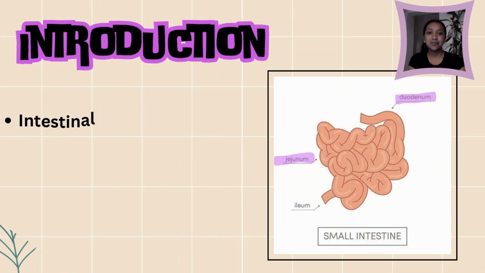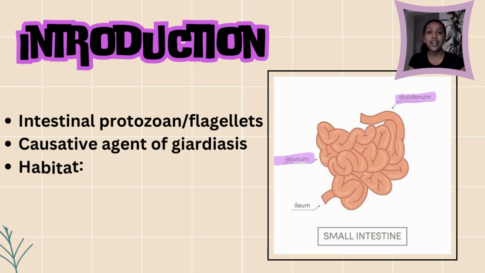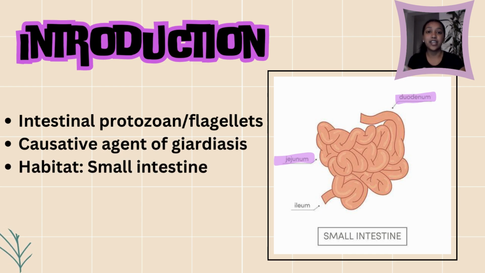So Giardia lamblia is an intestinal protozoan or flagellate, and when I say flagellate, it must have given you a hint that it has something to do with flagella. So yeah, this parasite has flagella, which can help in locomotion. And later on in the video, we'll be looking at other features this parasite has.